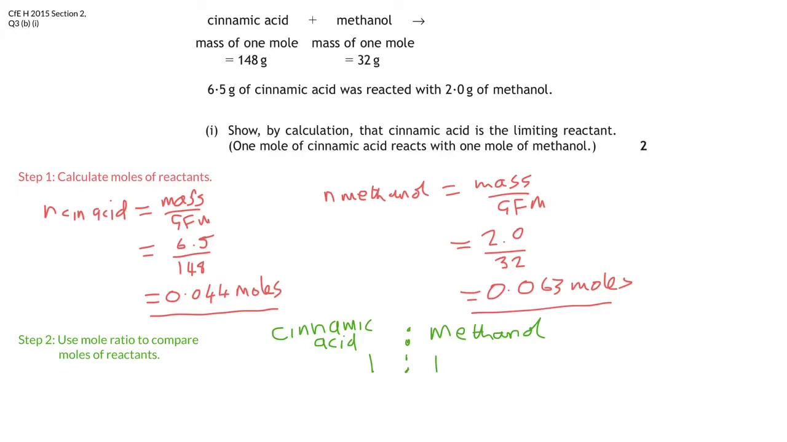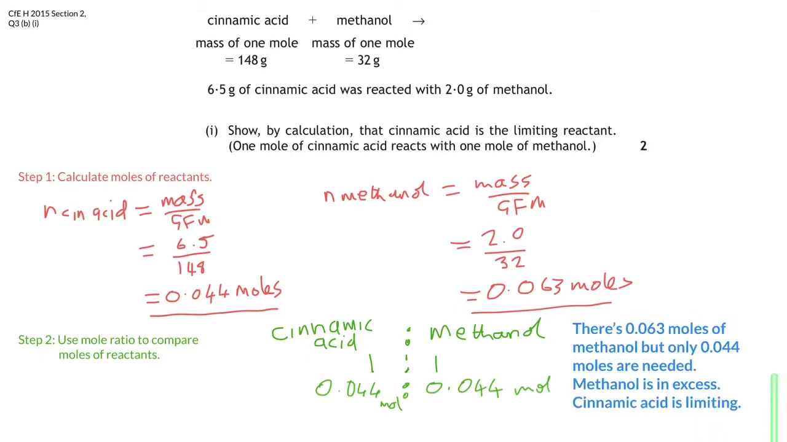We've got 0.044 moles of the cinnamic acid, so it needs 0.044 moles of methanol. When we look at our calculations, we see that actually we've got far more methanol than that. We've got 0.063 moles of methanol. So that tells us that there's extra methanol, more methanol than we need. So we can say the methanol is in excess.